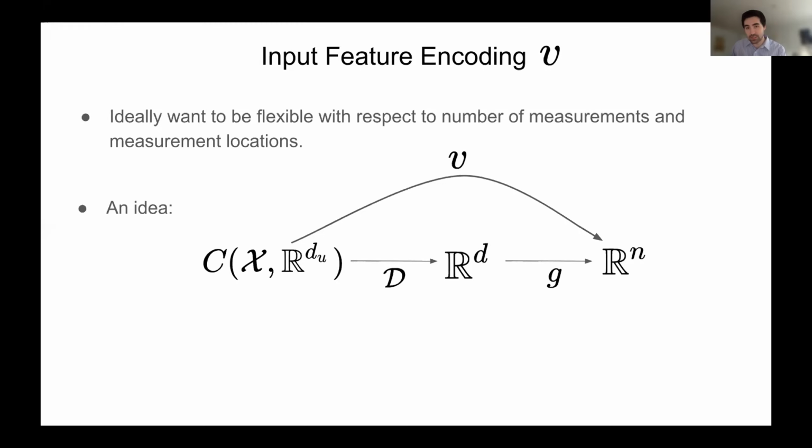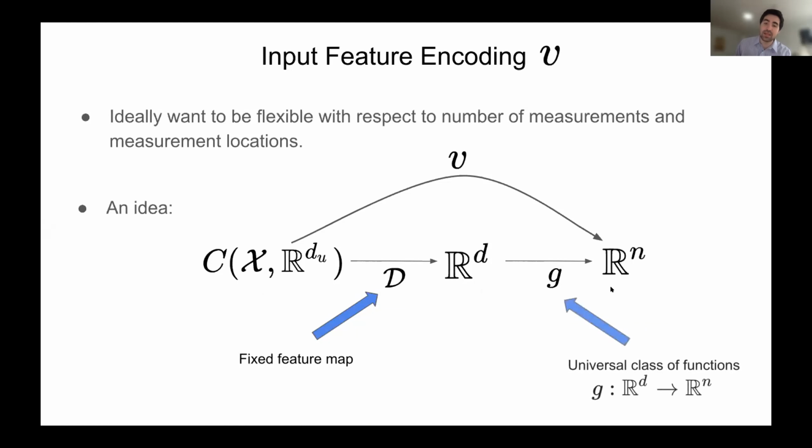So one idea to construct such a map is, let's first find some kind of fixed feature extraction of our input function, which we'll call calligraphic D here. And then we'll take those features and push them through something that is very, very expressive. For example, some universal class of functions, some set of neural networks. And if we choose a good initial feature map and a sufficiently rich class of functions for the second component, we can then approximate lots of different potential encodings V. We'll return to this a bit later in the talk, but this is the high-level structure for what this functional will look like.